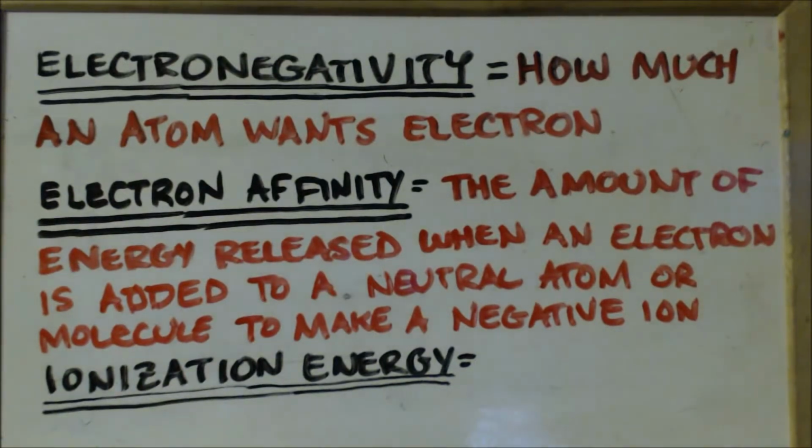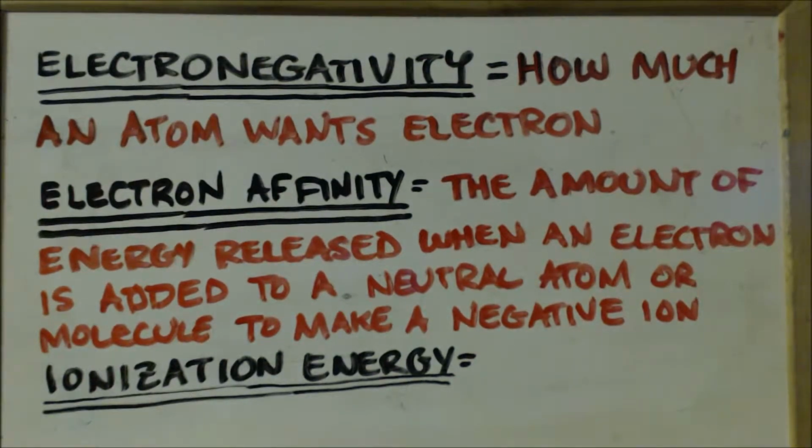Remember how I said that you want an octet? They all want eight electrons in their valence. So if an atom like chlorine has 7, it's going to want an electron really bad because that's all it needs to have a full octet, right? Carbon has 4. It doesn't know whether it wants to give them away or take them. It's not very needy one way or the other.